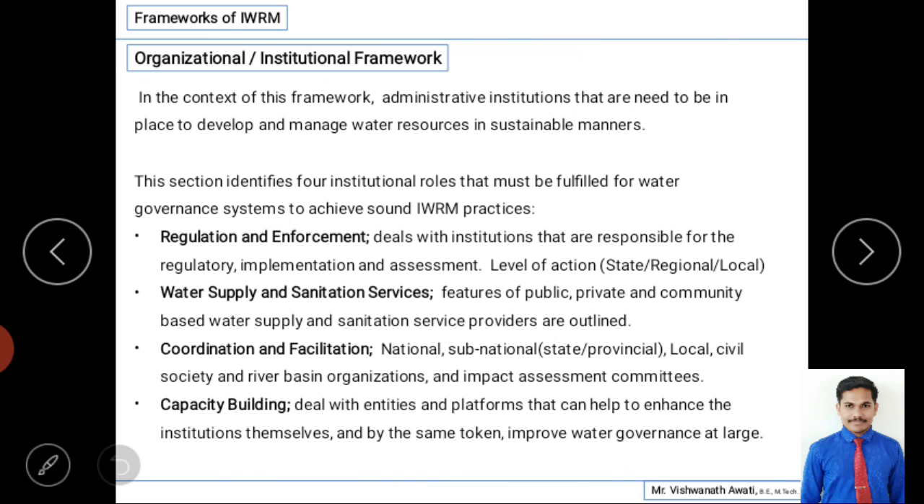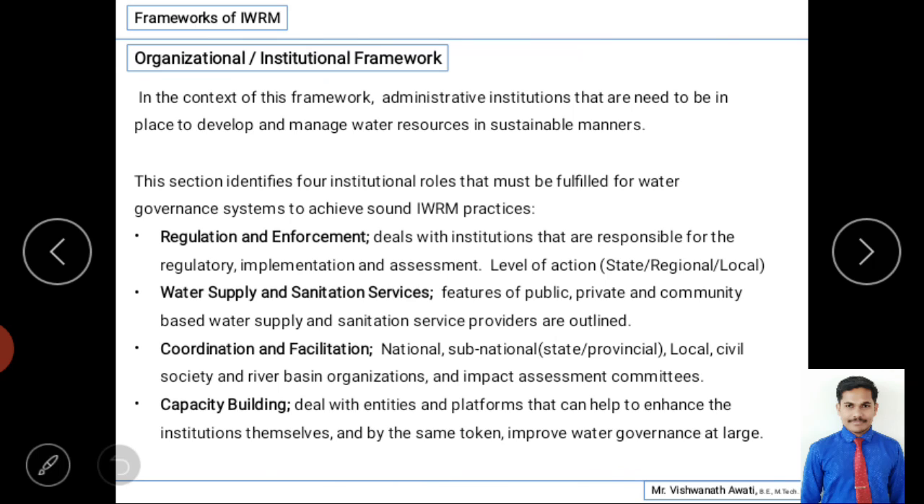This section identifies four institutional roles that must be fulfilled for a water governance system to achieve sound integrated water practice. So mainly this framework focuses on the requirements of the institutes. One requirement of the institute is regulations and enforcement. As I told, whatever new rules and regulations come or are adopted by the government of the nation, then they have to be implemented on the ground. On the ground they have to implement and regulate also. They have to regulate from time to time, right?